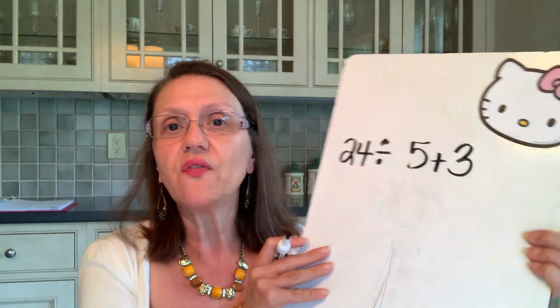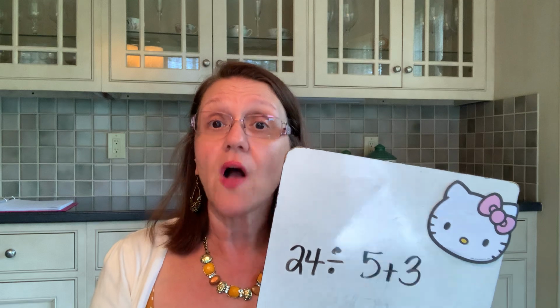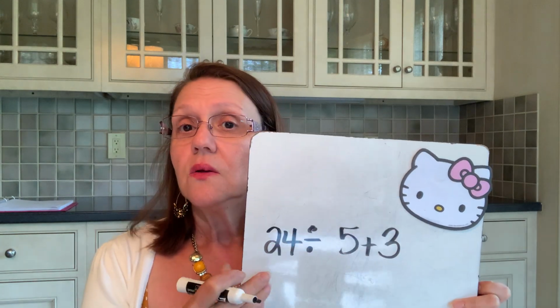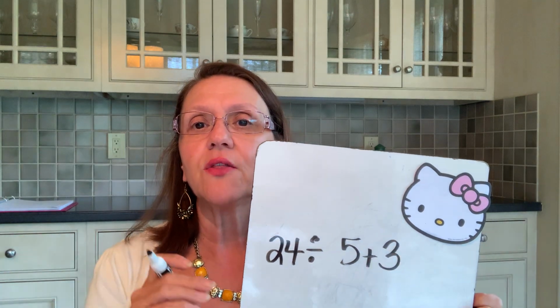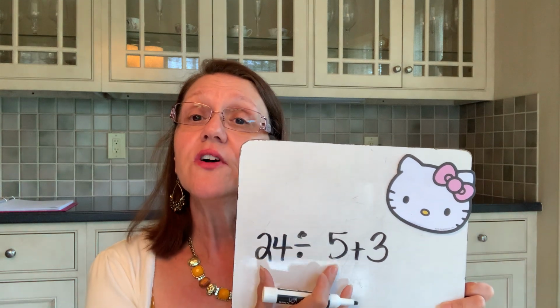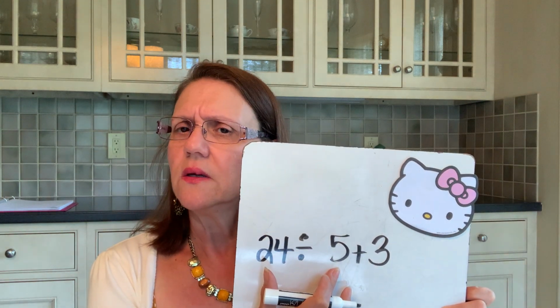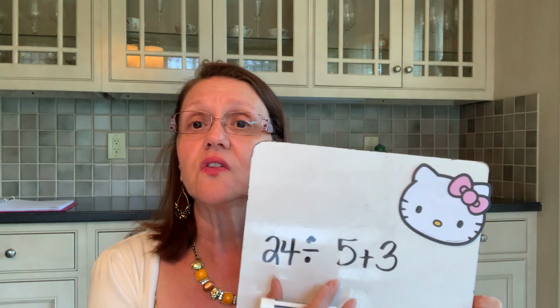Well, what is the sum? That's the answer to an addition problem. So that means we're going to add 5 and 3. 24 divided by the sum of 5 and 3. Now, last time we learned about order of operations. When you look at this question, divide 24 by the sum of 5 and 3, what do they want you to do first? Do they want you to do 24 divided by 5? Doesn't sound like it. They want to take 24 and divide it by the sum. So that means you want to do this first.